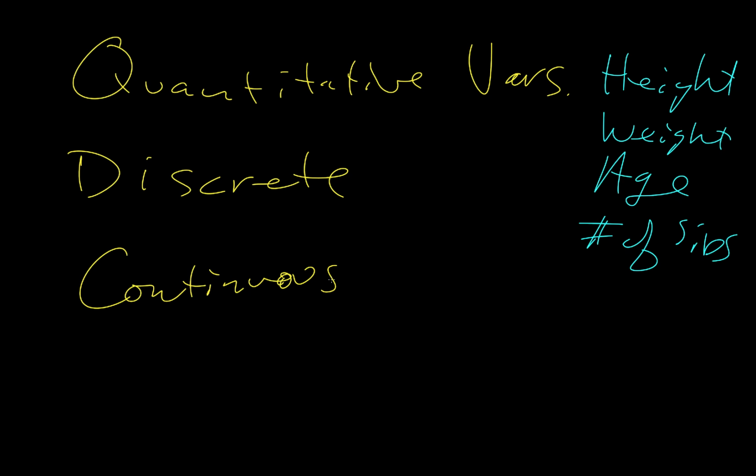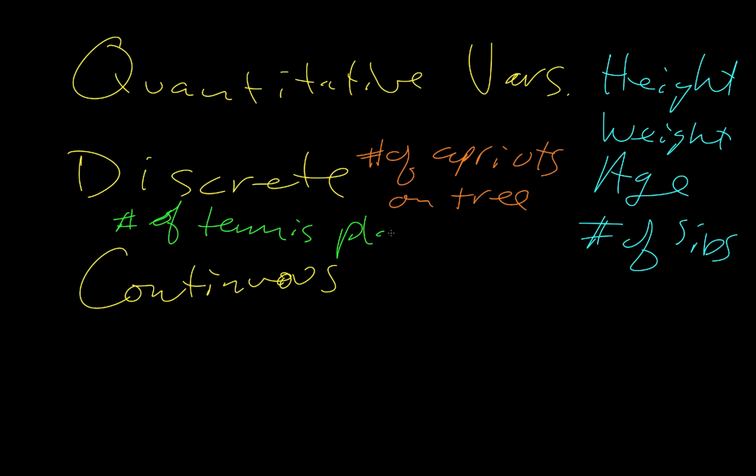So a discrete quantitative variable, or just discrete variable, takes exact number values. It is usually a result of counting. Okay, so for example, if we had the number of apricots on a tree, we would get whole number answers. We would just say 1, 2, 3. It's usually a result of counting. And then we could also say number of tennis players at a tennis game.